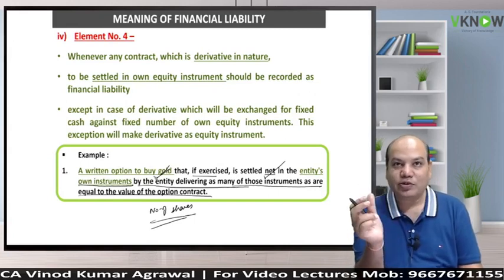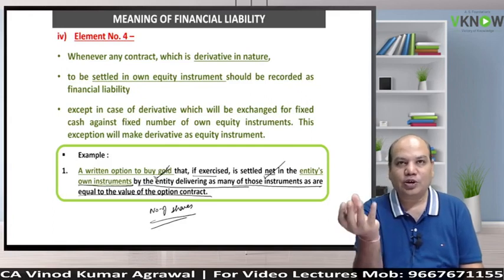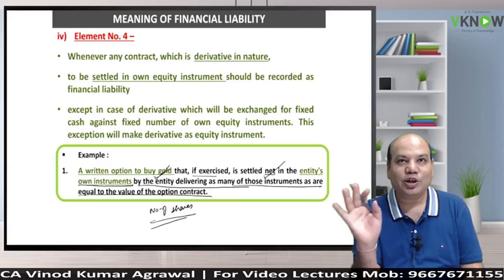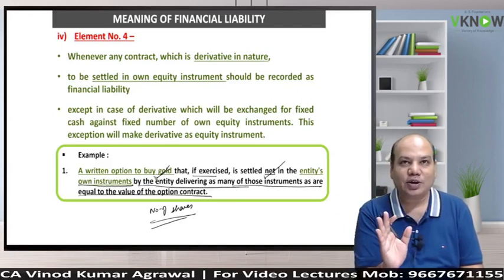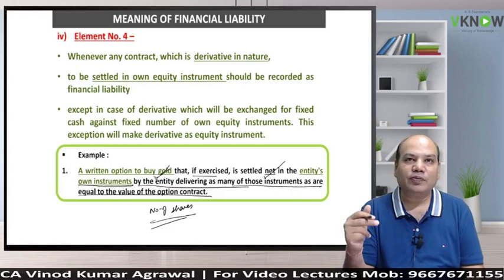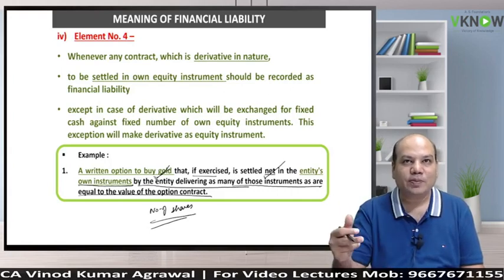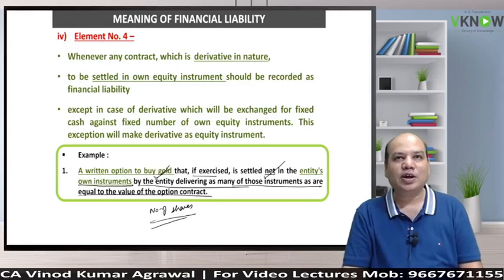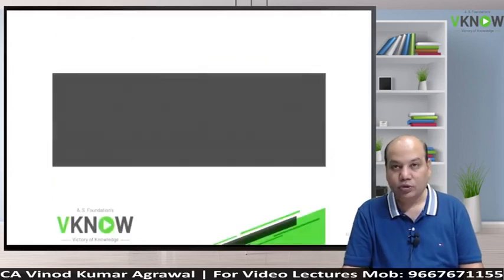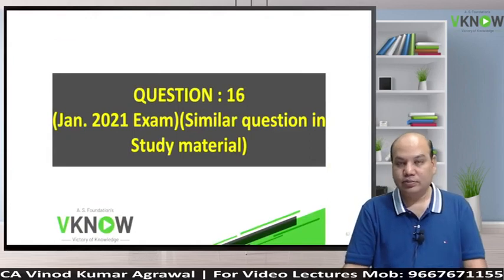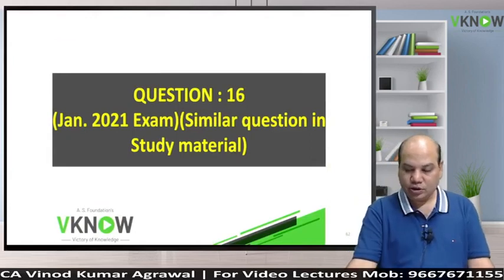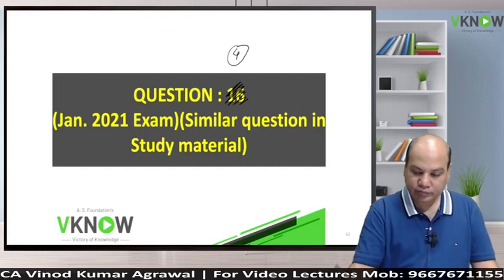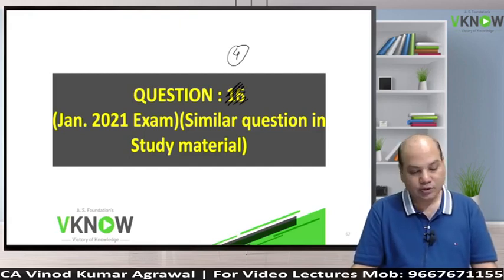So as the gold price will vary, you will calculate the gain or loss. That gain or loss will be settled by issuing own equity instrument. In the example that I have taken just now, the number of shares to be issued will vary. The amount to be paid will also vary because the gold prices can change. So such contracts will become a derivative contract.